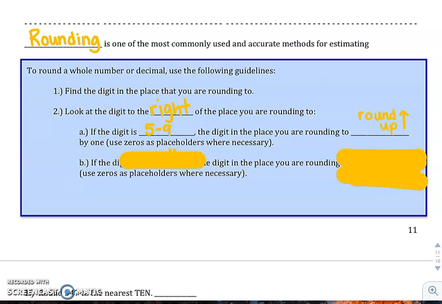If the digit to the right of the one you're rounding to is 0 through 4, so less than 5, you guys keep your digit the same. So it stays put.